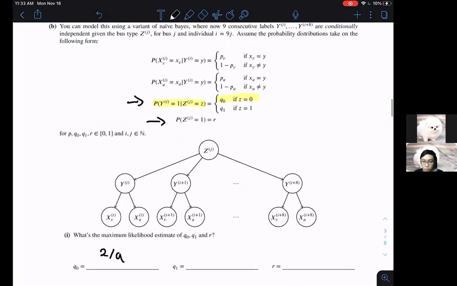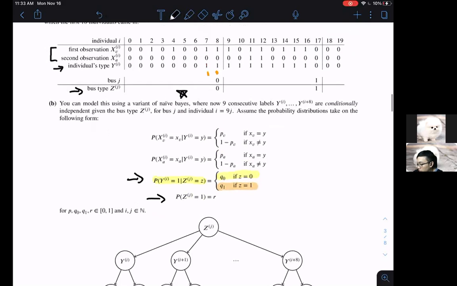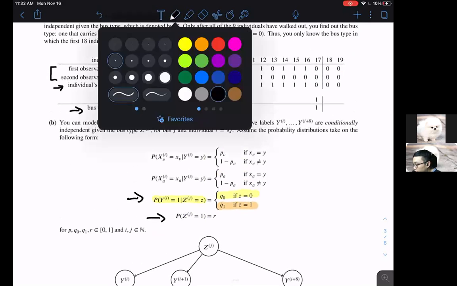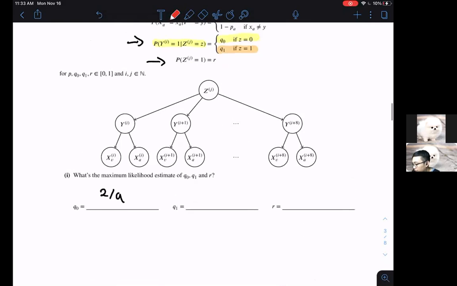Now, similarly, we can do the same thing for Q1, where instead right here, we have this corresponding probability, Q1, where z is equal to 1. So instead, we look at this bus right here, and we take a look at all the cases where y is equal to 1, given that we're on this bus. So that is 1, 2, 3, 4, 5, 6, 7, 8. And so correspondingly, that comes out to just 8 over 9.